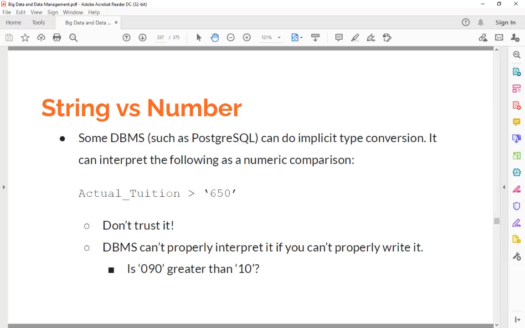Don't expect DBMS to interpret this properly. And this happens a lot in text reading, because a lot of financial applications, when they generate data, in order to make the data fit into certain frameworks, they always add leading zeros. So this comparison, if you try to interpret it as a char, that will give you big trouble in comparison.